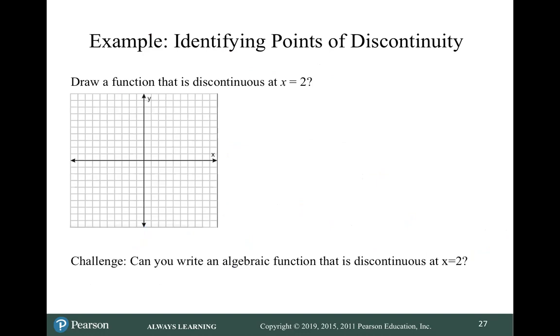So let's look at identifying points of discontinuity. This is a try this. I'd like you to try it, and then I'll do an example. Draw a function that's discontinuous at x equals 2. So that means we need to first think of a shape, draw it, but make sure that you have to lift up your pencil at x equals 2.